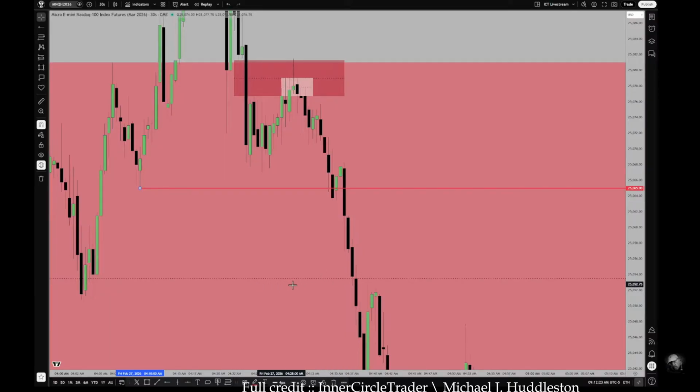So consequent encroachment is always a draw. Always a draw. It's always a draw. And if we're up here, first partial, doesn't mean you have to take it, but it means that once we get below it, then we want to see displacement. If you're not going to take a partial and you're only trading with one contract, wait for displacement.